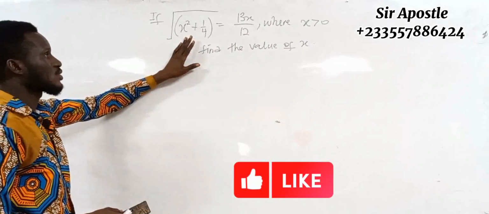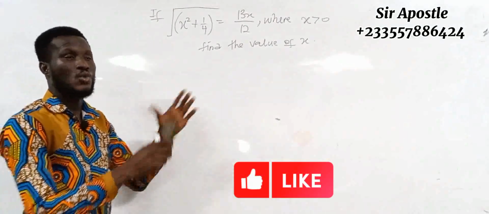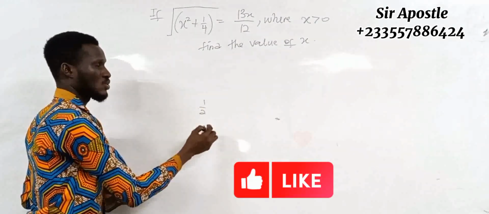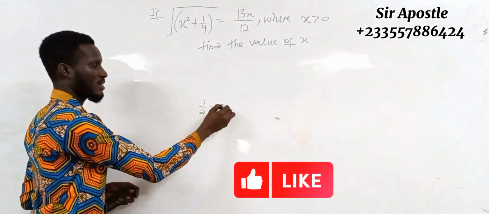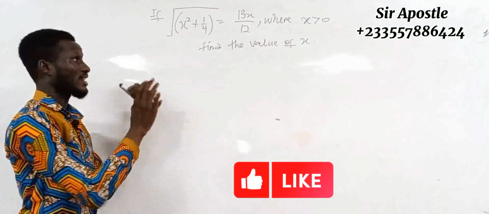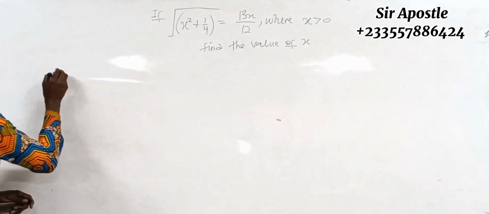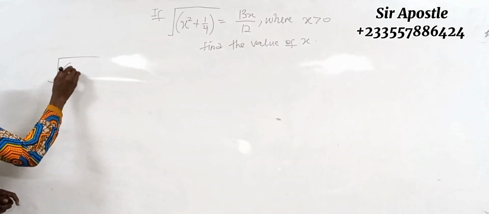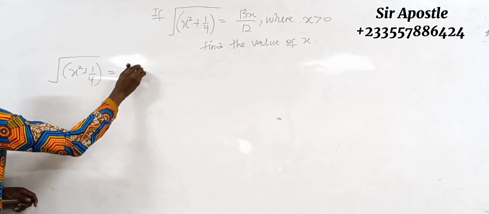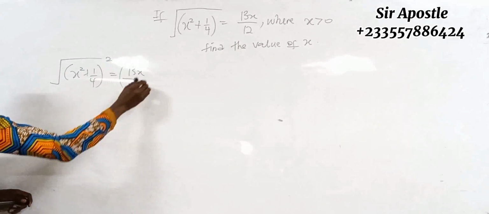So let's start by solving. The only way we can solve this one is by removing the square root, and the only way we can remove the square root is by squaring both sides. Because square root is exponent 1 over 2, the square root means half. So we can clear the half by squaring both sides. So I have to square both sides. I'm going to square this one, then I square this one.